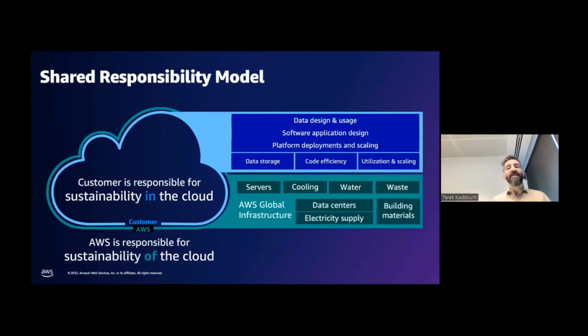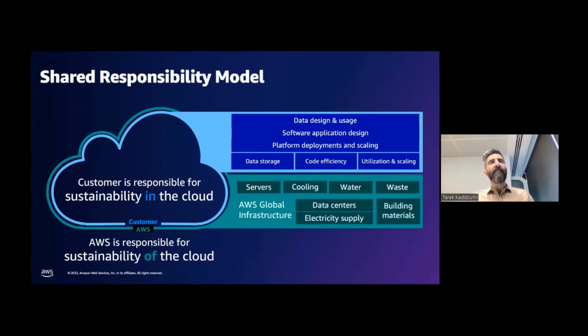On the other side, as you can see at the top of the model itself, the customer is going to be responsible for the sustainability of the data design and usage, the software application design, the platform deployment and scaling, the data storage. How, as a customer or as a developer, as a partner, as a consumer of the AWS platform, am I going to store my data? What type of decisions am I going to take when I make my design in order to store a huge set of data?